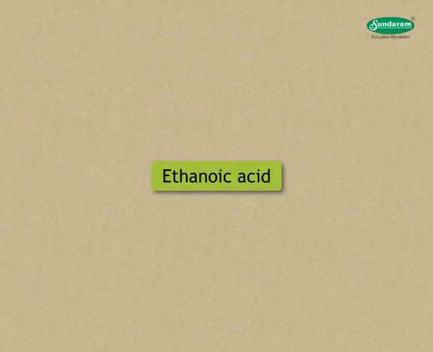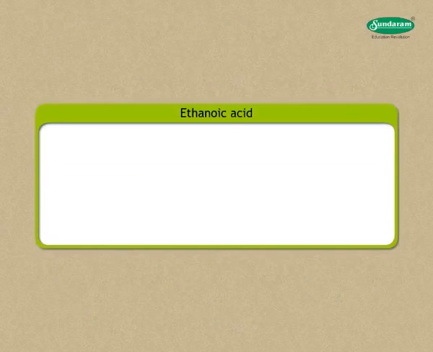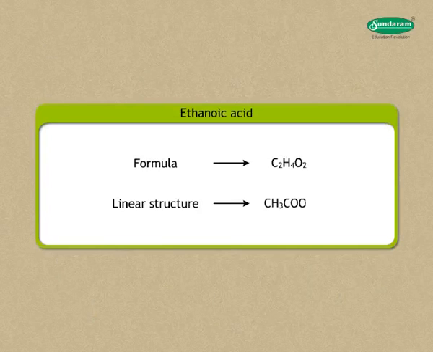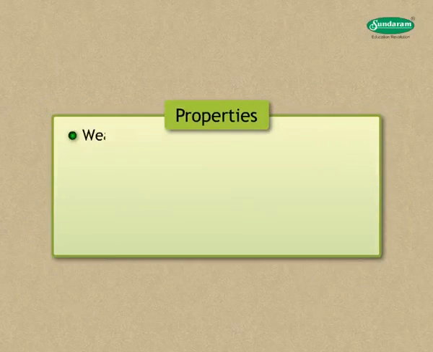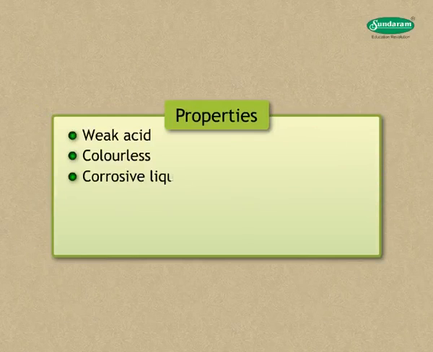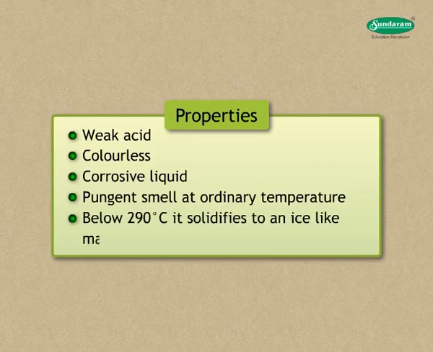Let us study in detail about ethanoic acid, commonly known as acetic acid. Ethanoic acid has the formula C2H4O2 and has a linear structure CH3COOH. Let us look at the properties. It is a weak acid, colorless, corrosive liquid and has a pungent smell at ordinary temperature. Below 290 kelvin, it solidifies to an ice-like mass called glacial acetic acid.